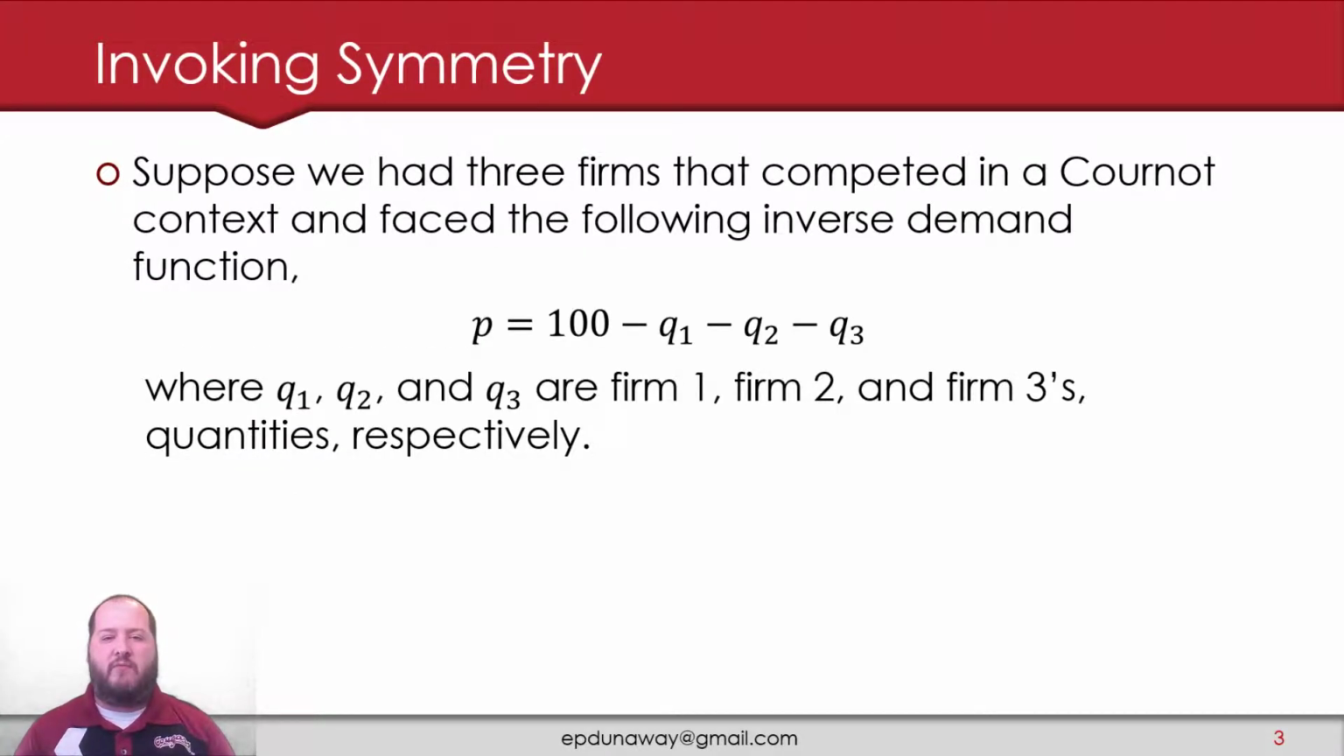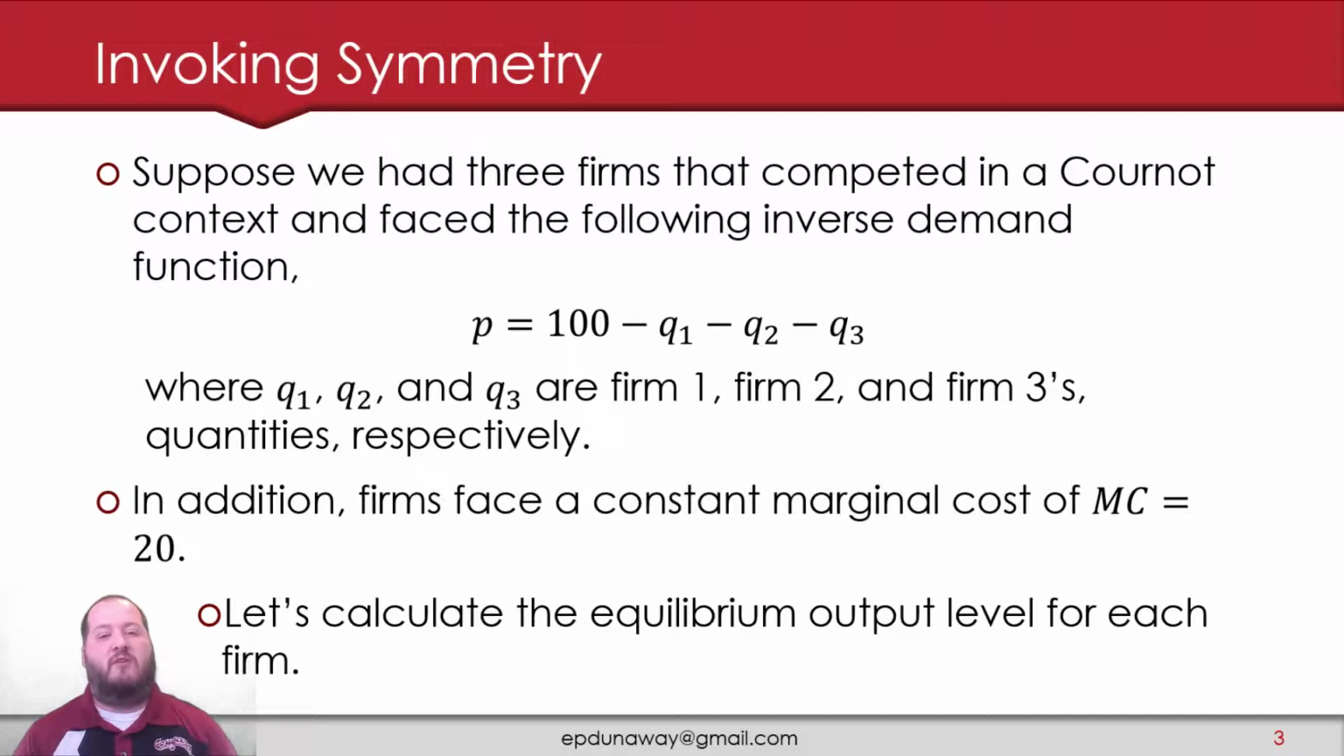Let's suppose we had three firms that competed in a Cournot context, and they faced the following inverse demand function right here, where price equals 100 minus Q1 minus Q2 minus Q3, where of course Q1, Q2, and Q3 are firm 1, 2, and 3's quantities respectively. At the same time, firms are going to face a constant marginal cost of 20. So let's calculate our equilibrium output for each firm.